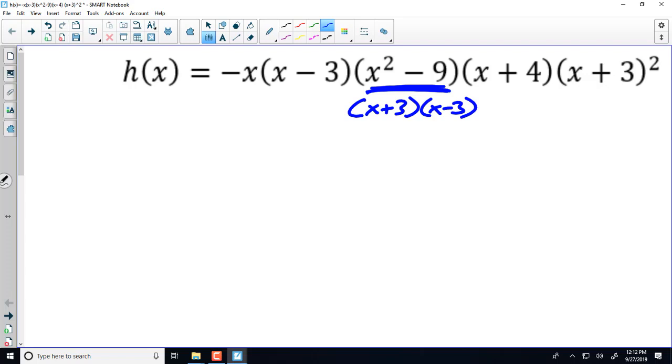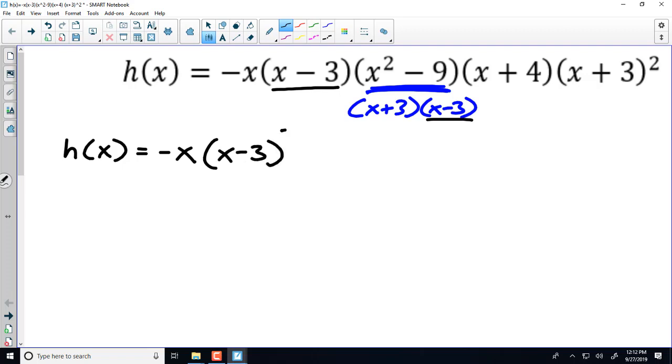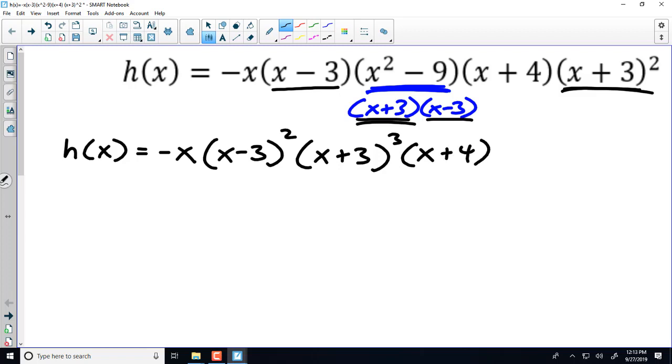And that would be a completely factored polynomial, but we still want to make sure that we group together all the common factors. So we're going to have h of x equals negative x. And you see this x minus 3 right here? Well, we just picked up another x minus 3 when we factored x squared minus 9. So now we're going to have x minus 3 squared. And then we've got this x plus 3 right here, but there already was an x plus 3 squared, so we add another x plus 3 to that, and now it's going to be x plus 3 cubed. And the x plus 4 is going to go unchanged.